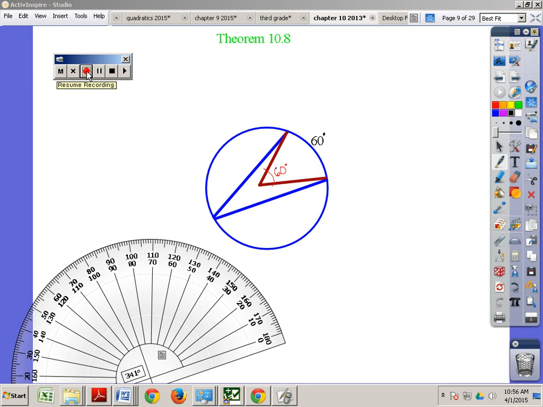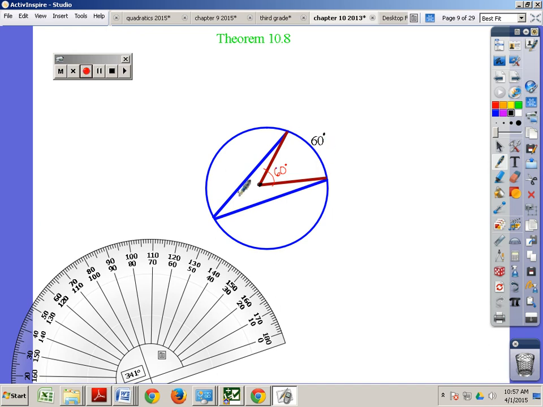In this circle here, we have two different angles. This red angle here is called our central angle because it's coming from the center of the circle. And if it measures 60 degrees, then the intercepted arc out here also measures 60 degrees.